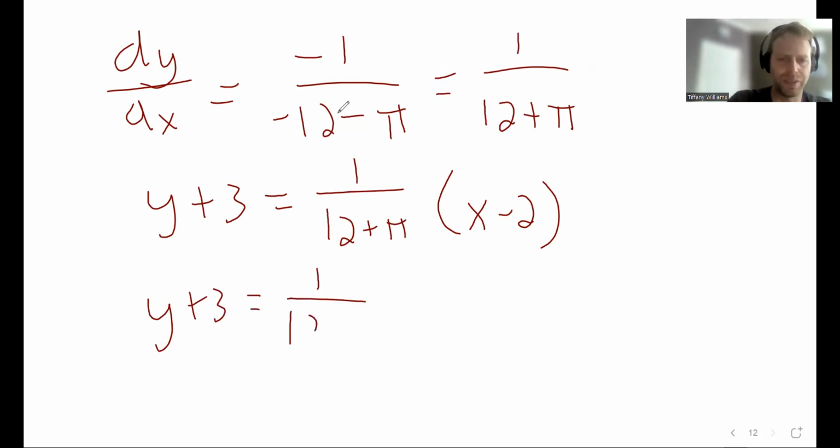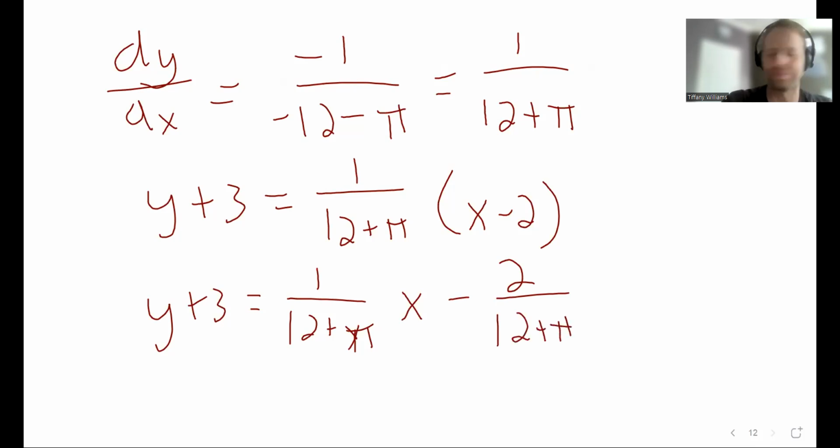So it's going to be 1 over 12 plus pi, pi times x minus, and then this will be 2 over 12 plus pi. Sorry, I don't know what I was thinking there. 12 plus pi.